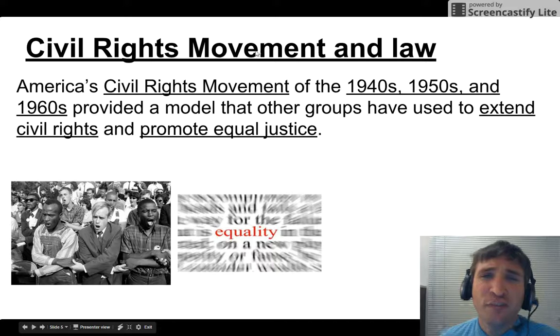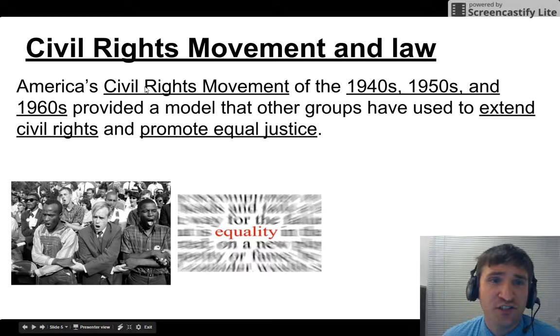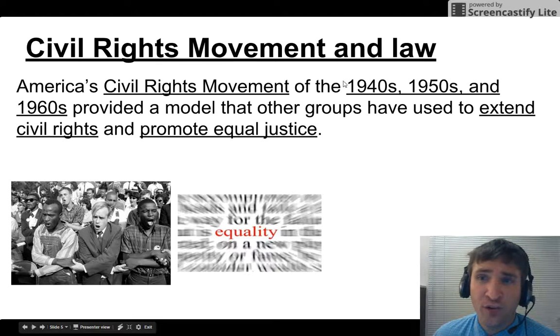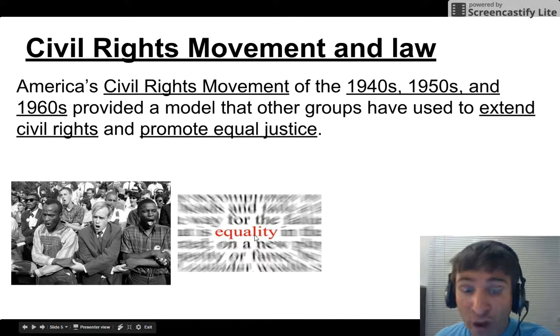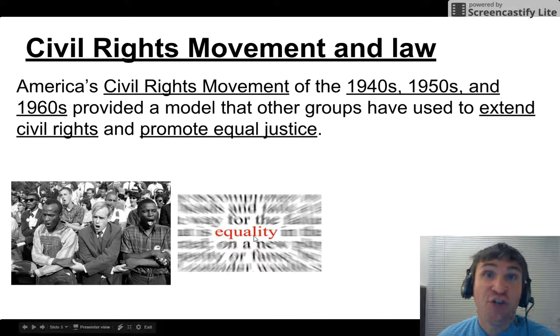The civil rights movement and law. America's civil rights movement of the 1940s, 50s, and 60s provided a model that other groups used to extend civil rights and promote equal justice. And here you see a group of peaceful protesters during the civil rights movement. What were they fighting for? Equality for all people under the law.